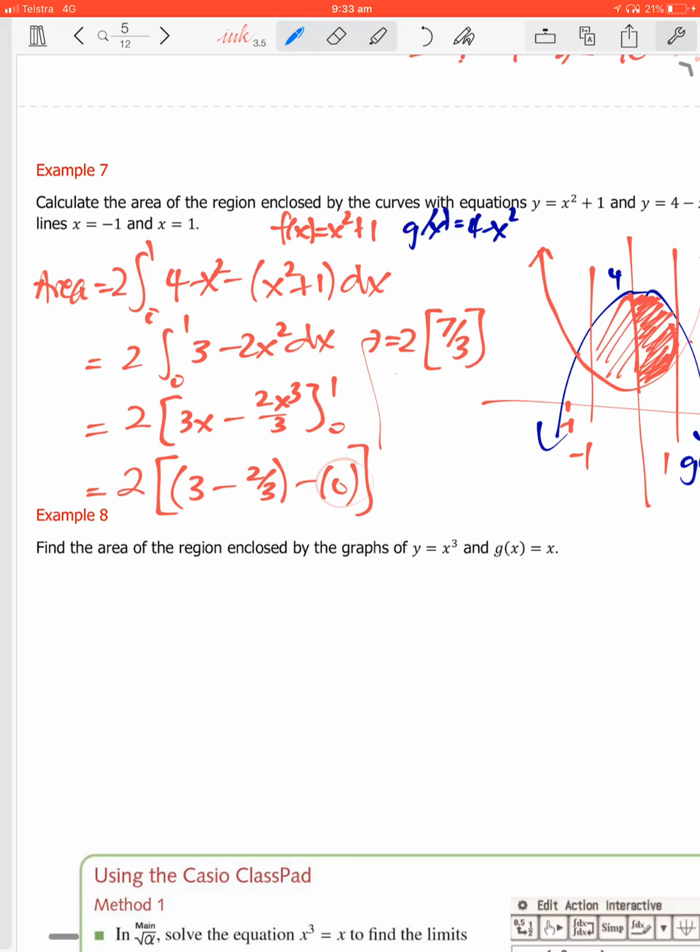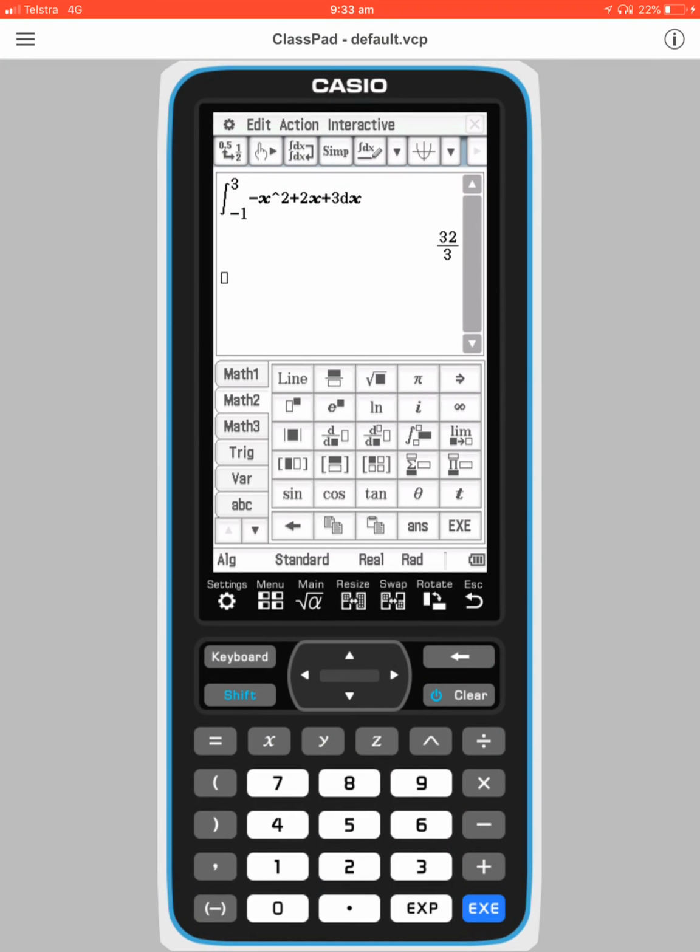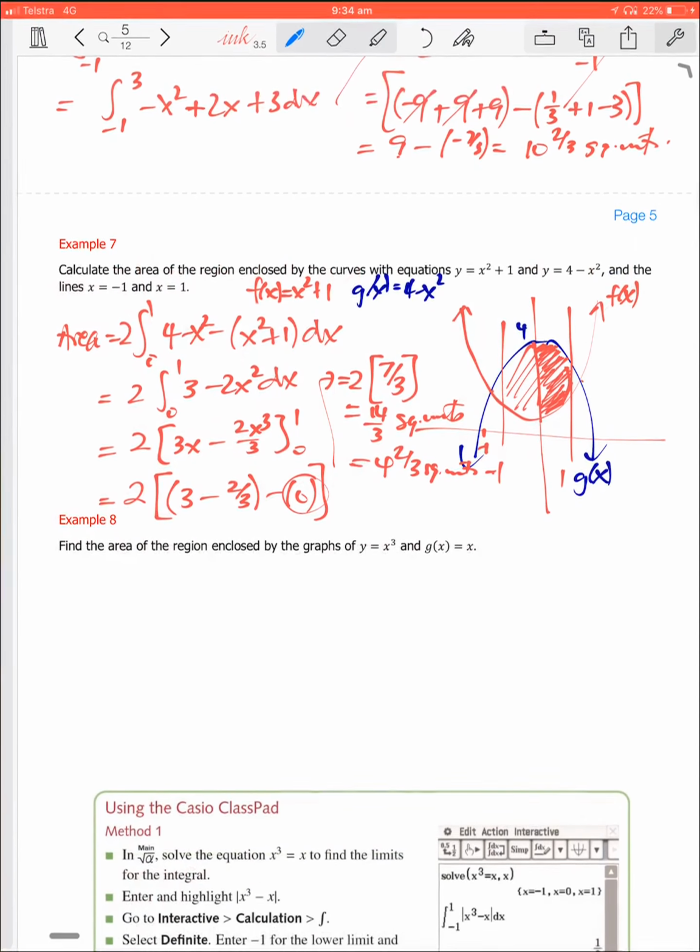So I've got 2 times 7/3, which is 14/3 square units. Or we could say, how many 3's go into that? 4 and 2/3 square units. So that's what the area is between the two. We can go and check it. I have got, between, we'll go from -1 to 1. Our higher curve was 4 minus x squared, minus our lower curve, which was x squared plus 1 dx. 14 on 3. Looks like we got it correct.